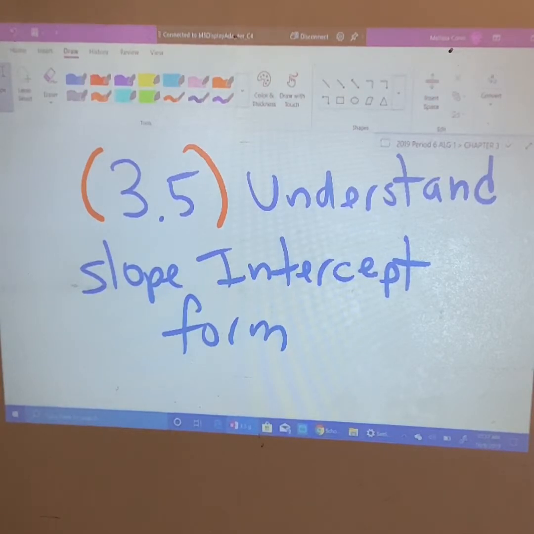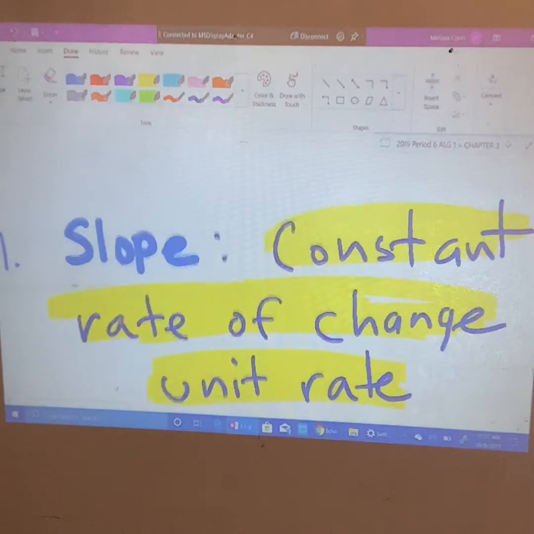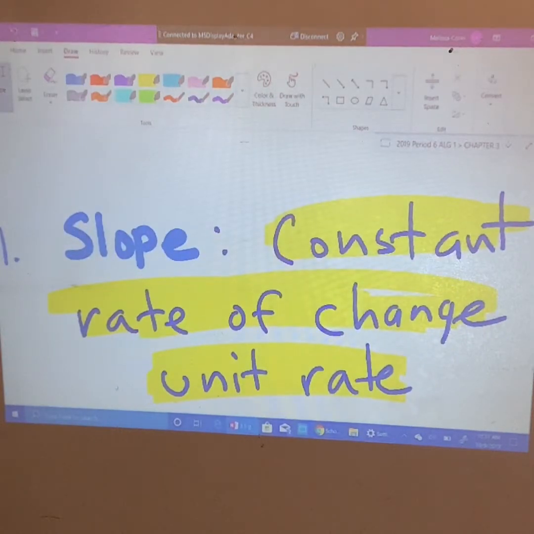All right, so first of all, let's talk about the word slope. There are other words we can use for the word slope. It's called the constant, it's called the rate of change, and it's also called unit rate. So I can use any one of these four words, and make sure you all know that it all means the same thing, the slope.